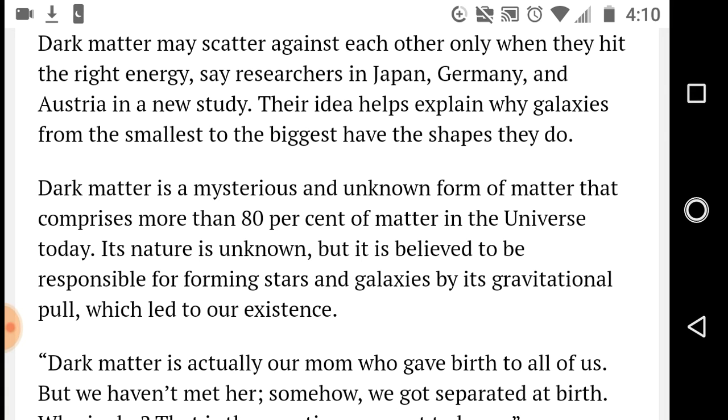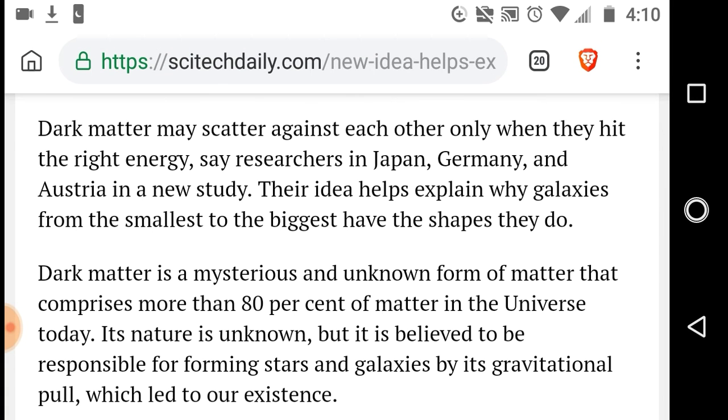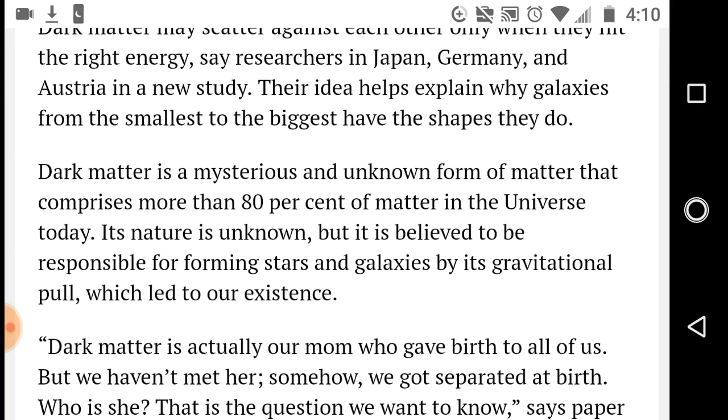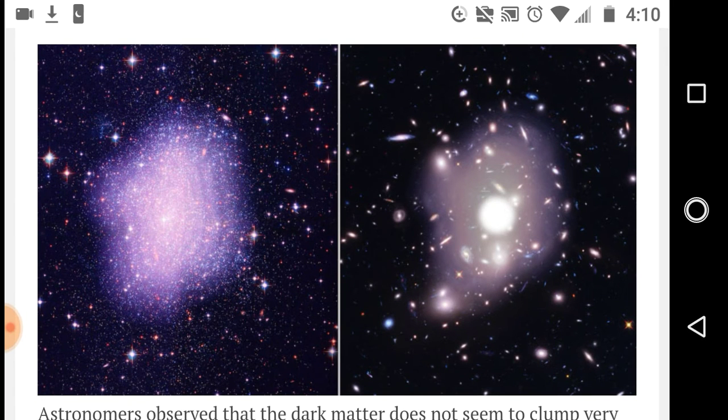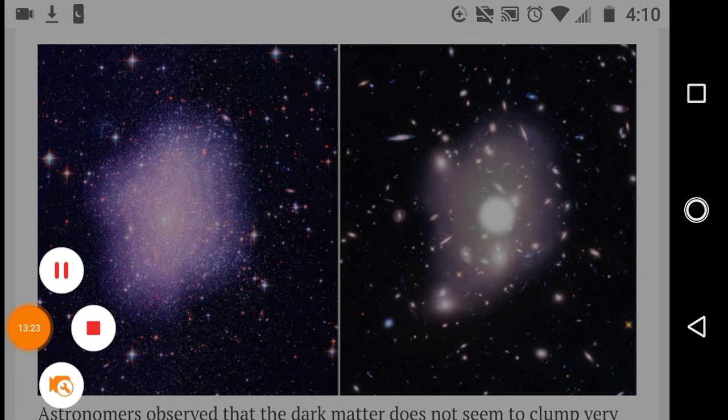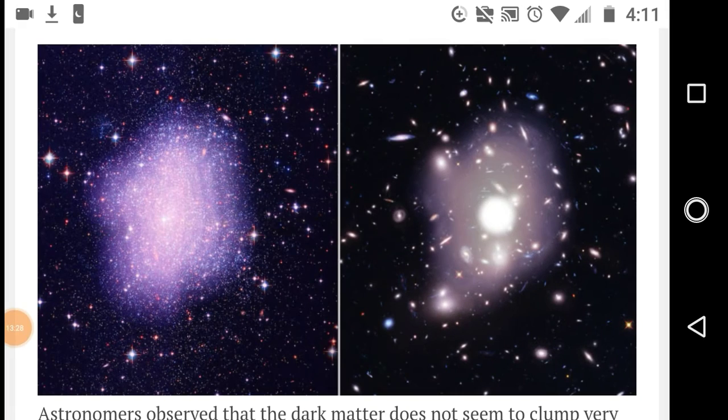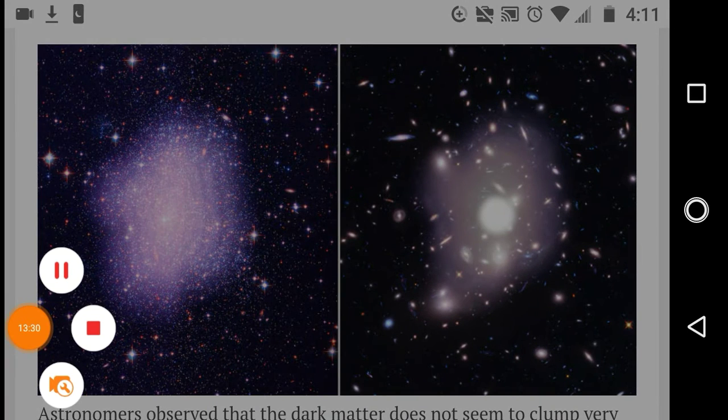Dark matter may scatter against each other only when they hit the right energies, say researchers in Japan, Germany, and Austria in a new study. Their idea helps explain why galaxies from the smallest to the biggest have the shapes they do, because they don't understand the fundamental forces that form our universe. And they're still trying to figure out how dark matter is doing it. This non-existent particle, folks, they're going to figure it out. They're going to figure out how this non-existent particle works. And then they're going to rot their own brains and try to rot yours with nonsense.